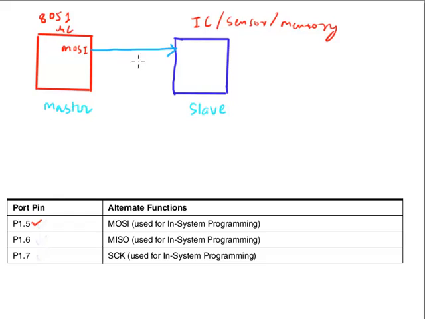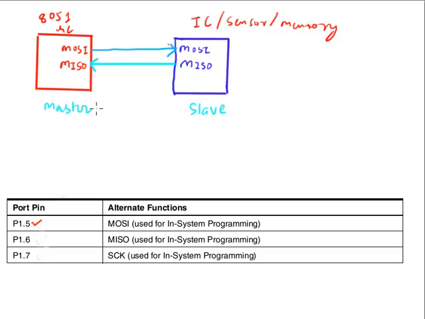Now, there's one more line on which the master receives data from the slave. This particular line on the master's end is called master in, slave out. And on the slave end, since the slave is taking input on the other line, that is called master out, slave in. Again, the same follows for this master in and slave out.